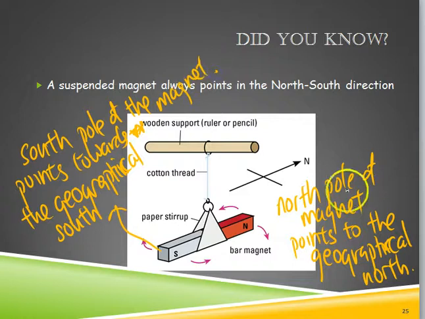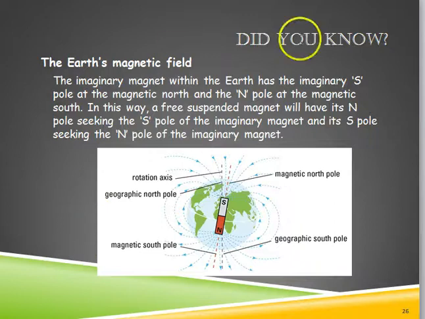So just take note of this. North Pole of magnet always point towards the geographical north. South Pole of the magnet always point towards the geographical south. Geographical just means earth. Okay, now this thing over here I won't explain too much because this is just something good to know. It may get a bit confusing, so I'll just skip this part over here.